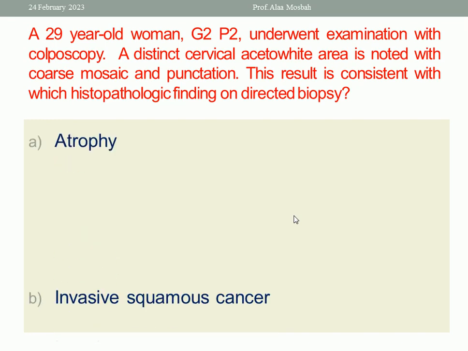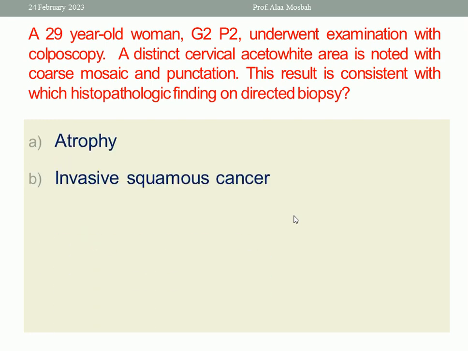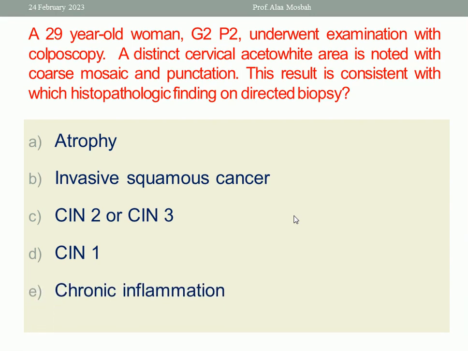A. Atrophy. B. Invasive squamous cancer. C. CIN2 or CIN3. D. CIN1. E. Chronic inflammation. This result is consistent with which histopathologic finding on directed biopsy? Please choose the one best response and try to answer before me.